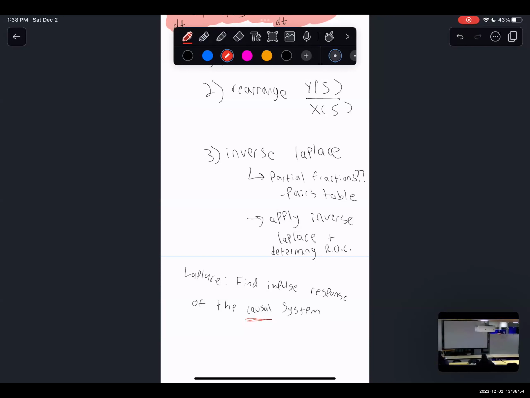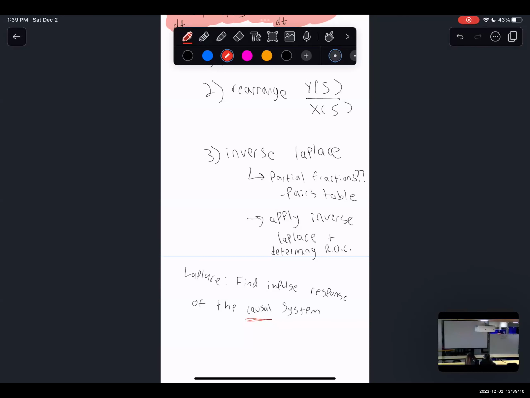This would be the ROC, but this region is to the right of this, so you want to use this property, that the region of convergence is greater than minus A. Minus A is minus 5, because A is 5. Following so far?